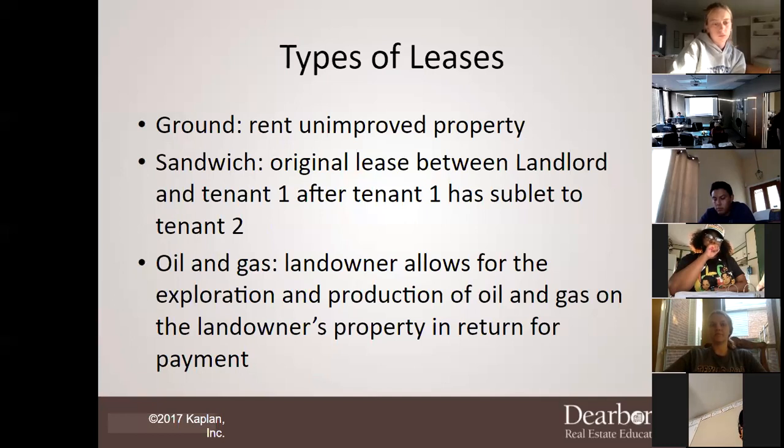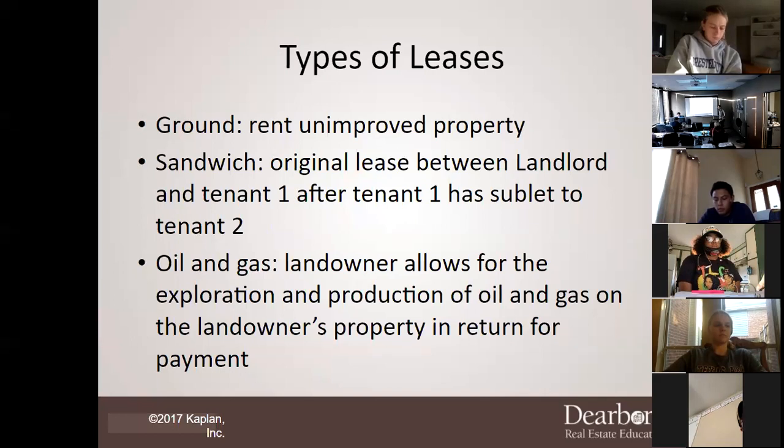Anytime. All right, a sandwich lease. The original lease is between the landlord and tenant one, and then tenant one subleases to tenant two. So it's basically two tenants with the landlord sandwiched in the middle. An oil and gas lease is where the landowner allows for the exploration and production of oil and gas on the landowner's property in return for payment. So he says, yeah, you can drill on my land, but I want some of the money. Is that a lot of that fracking stuff? Fracking, well rigs, stuff like that.